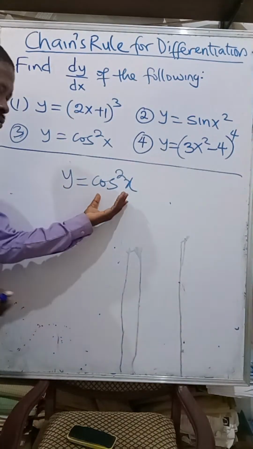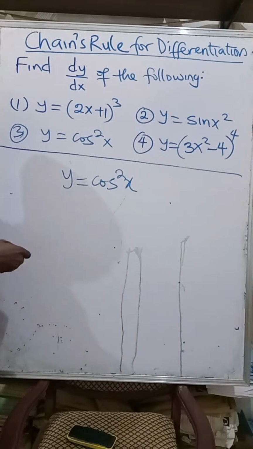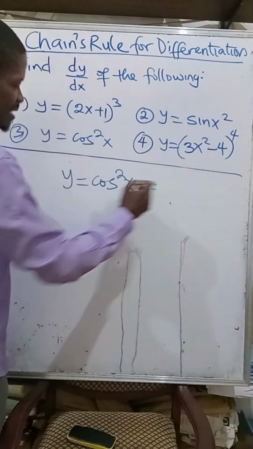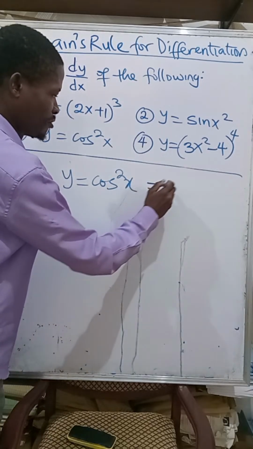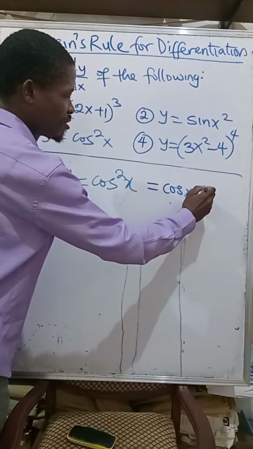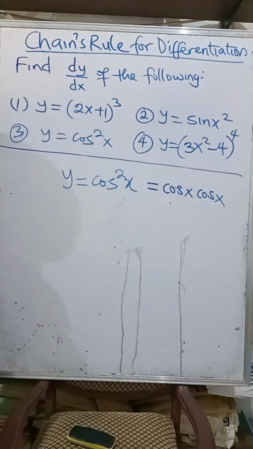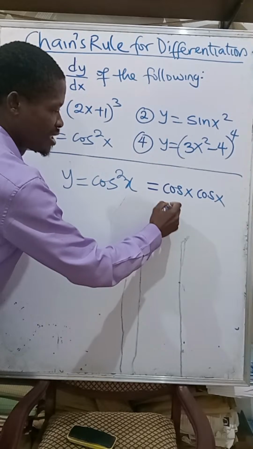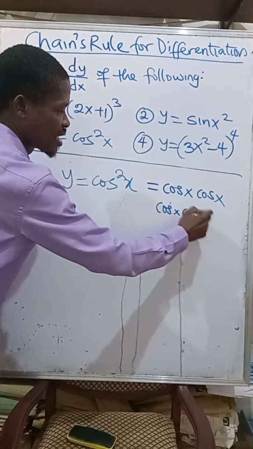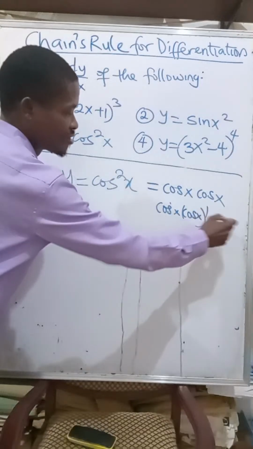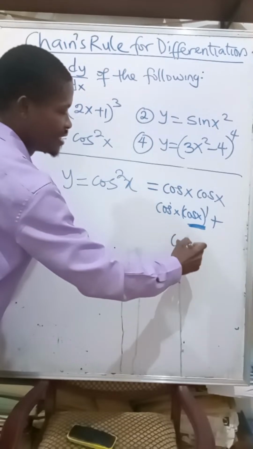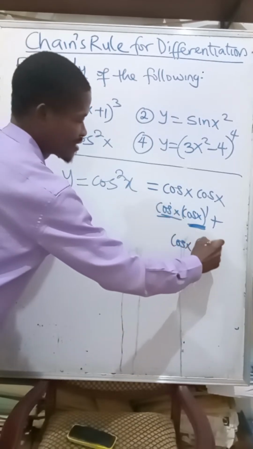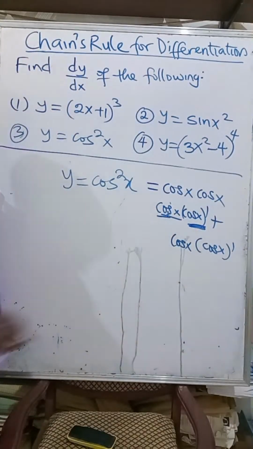For this one, you can use product rule. If you want to do that, you're going to just split it into 2 parts. But I'm not going to use product rule because we are not discussing product rule. If you want to use it, this will be cos x times cos x. Then you can apply your product rule. You keep one constant, and then you differentiate the second function, plus the one you differentiate here, you keep it constant, and then you differentiate the second, the one you kept constant here.